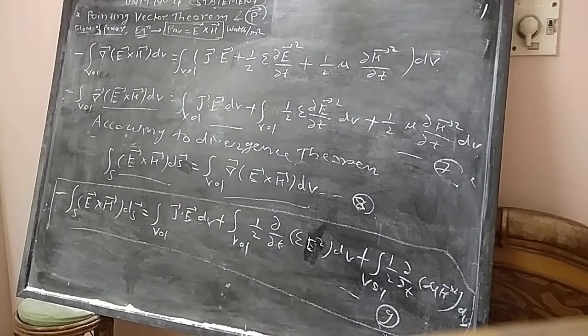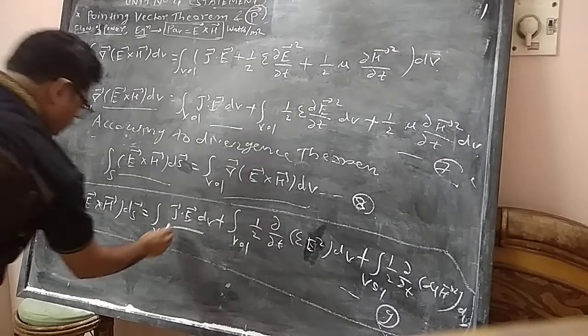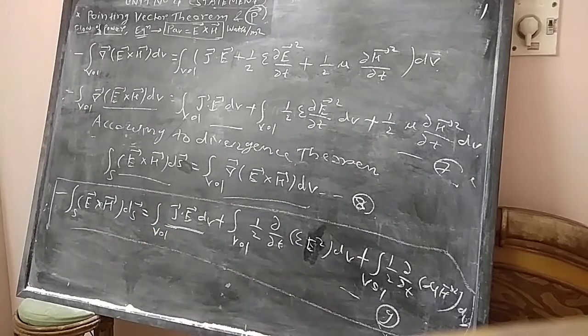Now consider the integration with respect to volume of J vector dot E vector. J vector is the instantaneous conduction current density. We know that this J vector is the instantaneous conduction current density produced in the medium by the electric field of the wave due to the non-zero value of conductivity. So E vector dot J vector gives the power per unit volume.